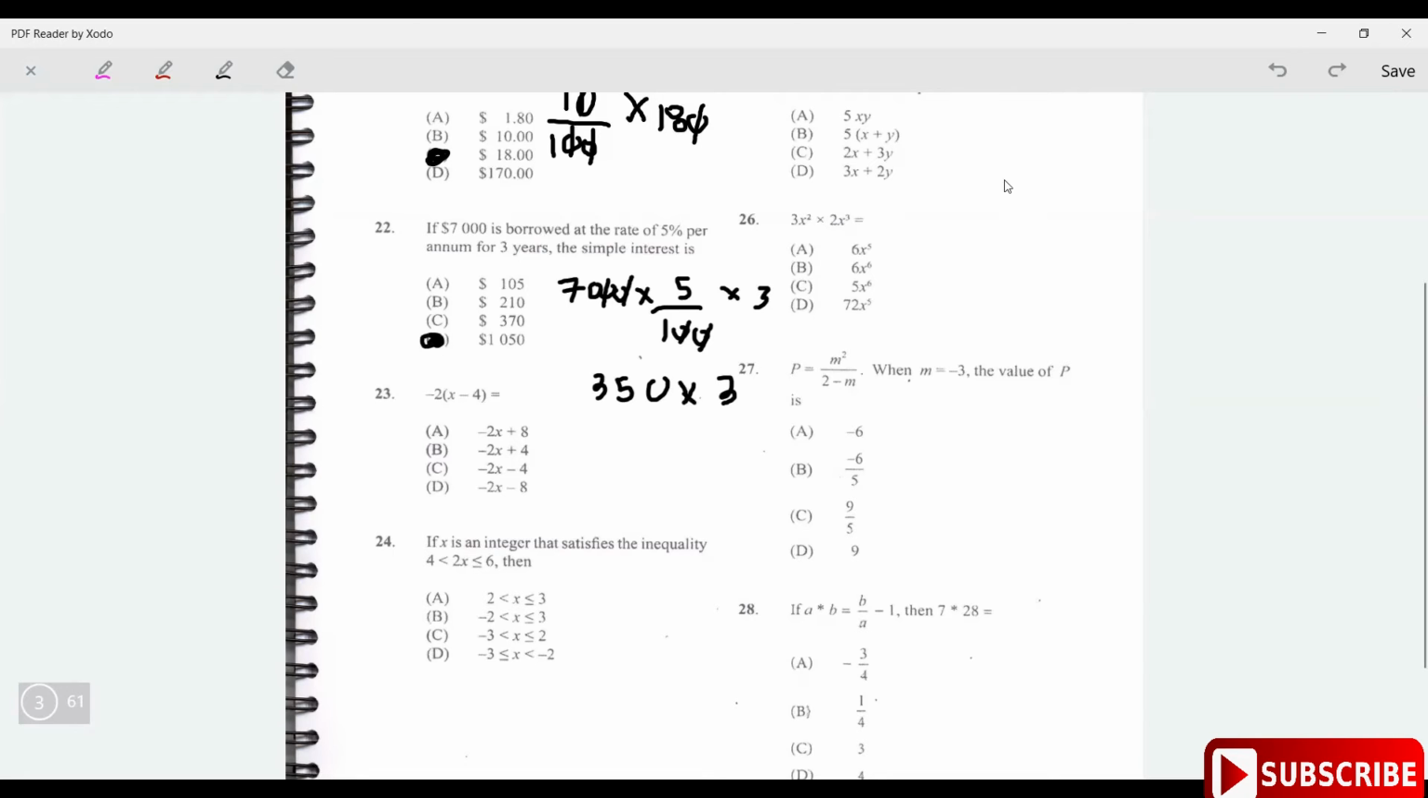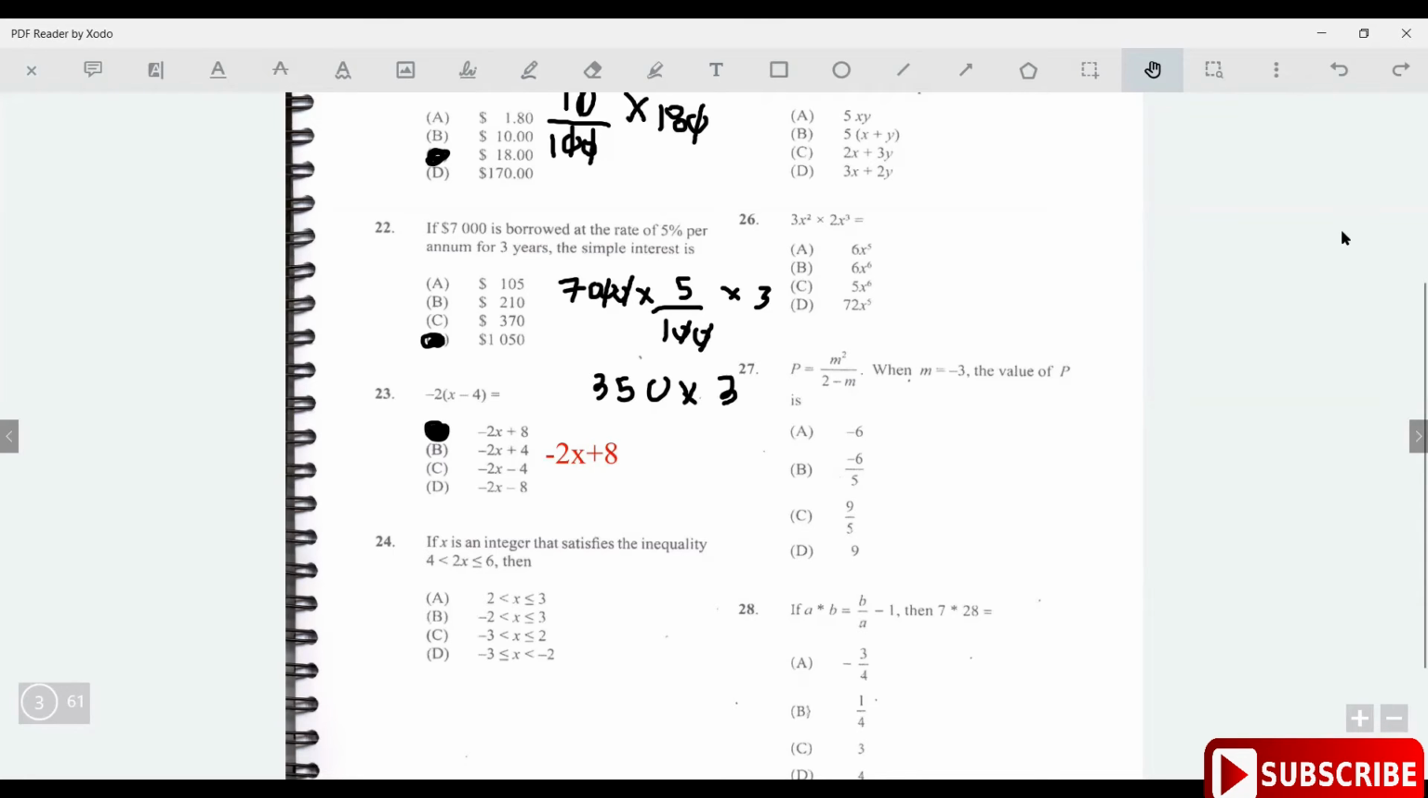So, next question. Expand minus 2 times x minus 4. Negative 2 times x is negative 2x. Negative 2 times negative 4 is positive 8. And so we get negative 2x plus 8. This is negative 2x plus 8. Option A. Easy question.